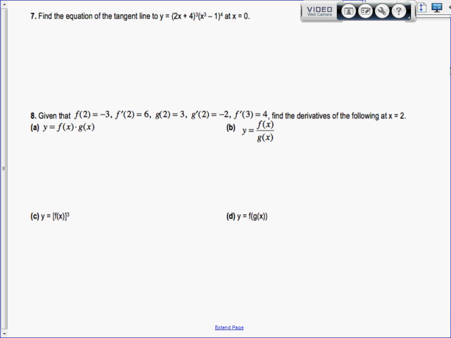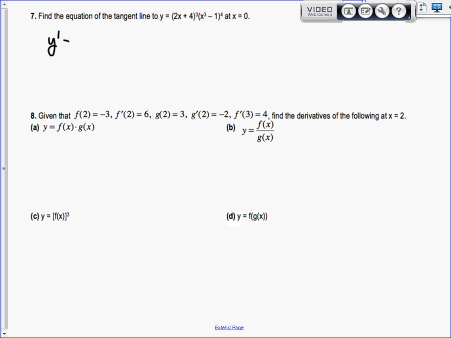So number 7, find the equation of the tangent line to y equals (2x minus 4) to the 3 times (x squared minus 1) to the 4 at x equals 0. Now, if this was on the calculator section, this would be a good one to put in for your int deriv, because you're going to be plugging in a number anyway. But if I ask this on a take-home test, you probably need to write out the steps. Pretend it's a non-calculator, I guess.